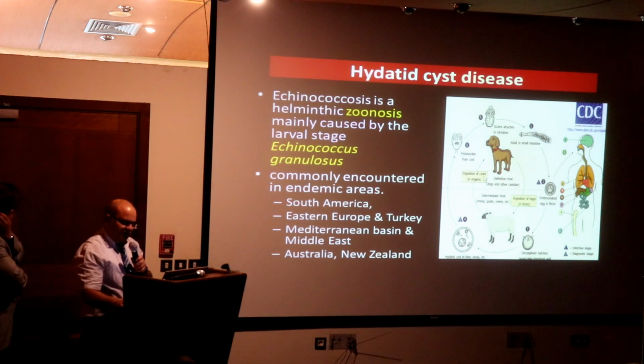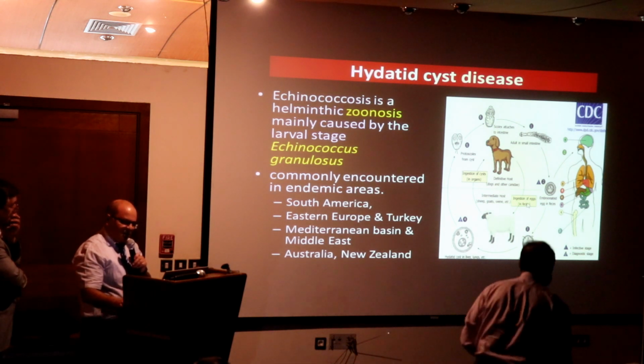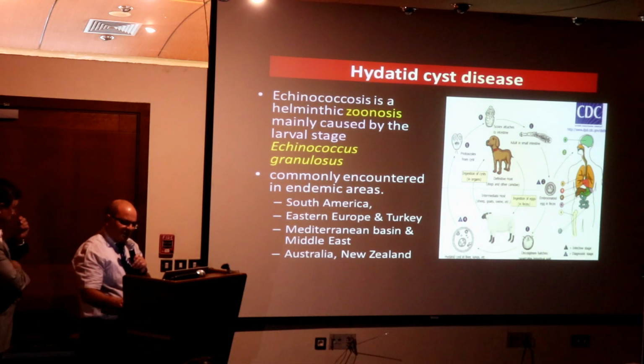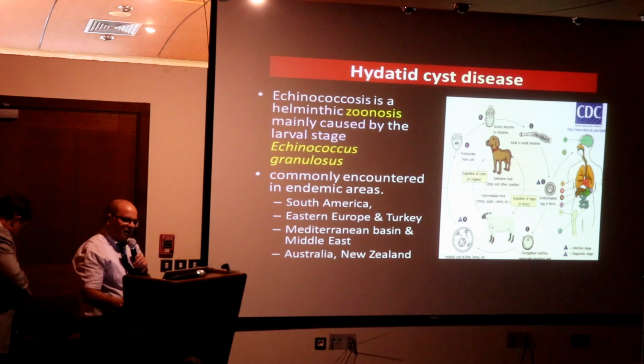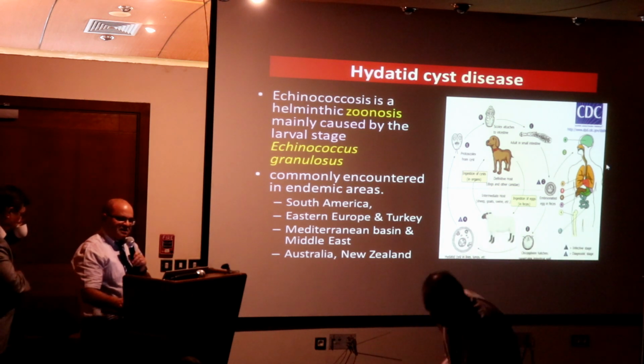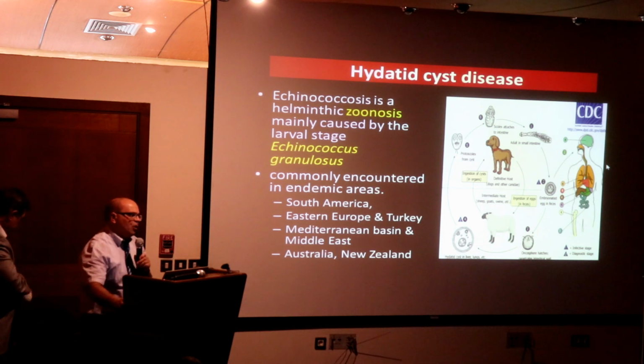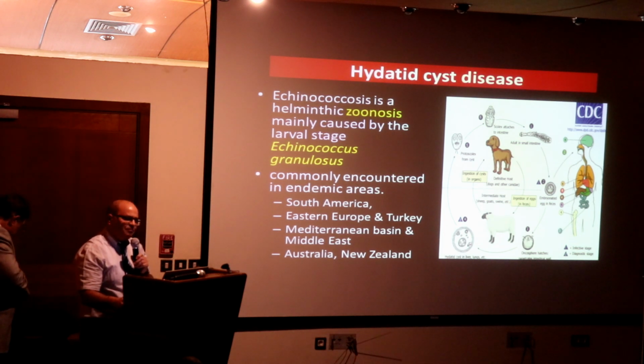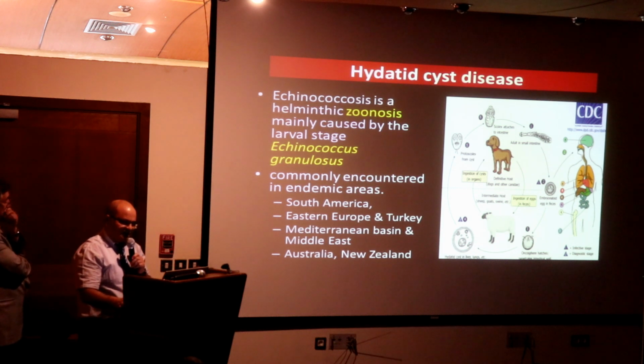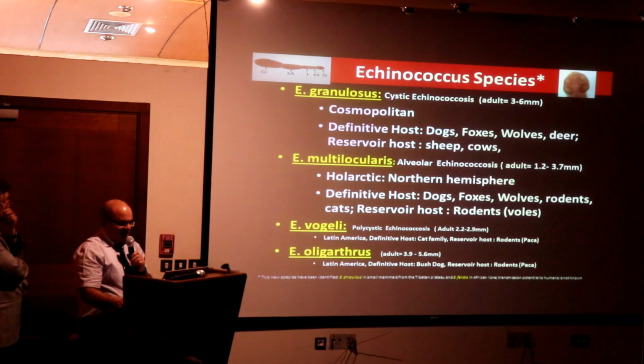The life cycle illustrates how sheep that eat dog poop containing eggs develop the disease, and then dogs that eat the remains of dead sheep or goats develop the disease, and man is an incidental host. So if a human consumes anything contaminated with dog feces, then they can catch it.